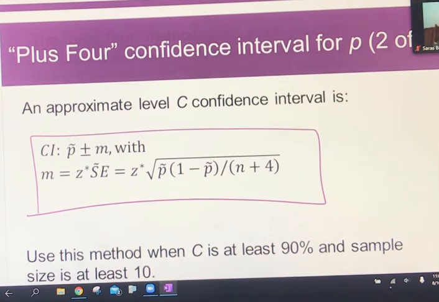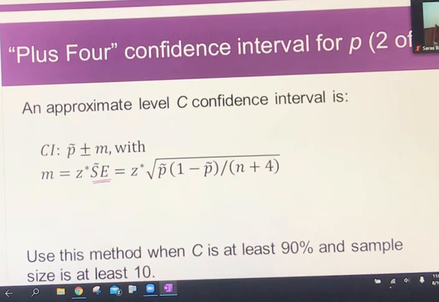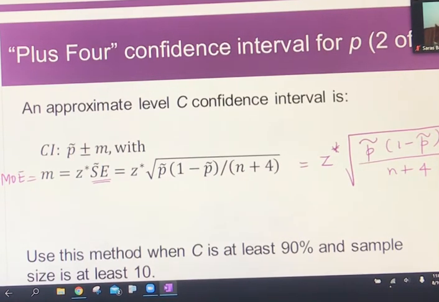Okay, so this is going to be Z star times the standard error of p curl, which is the square root of, or if you want, I can rewrite it as Z star times the square root of p curl times 1 minus p curl over n plus 4. How about that? This is what they call the margin of error.